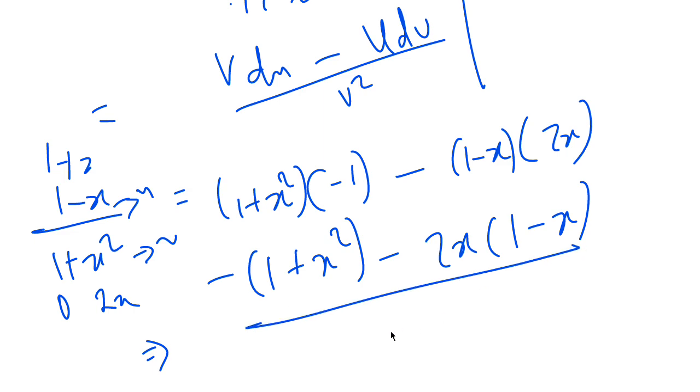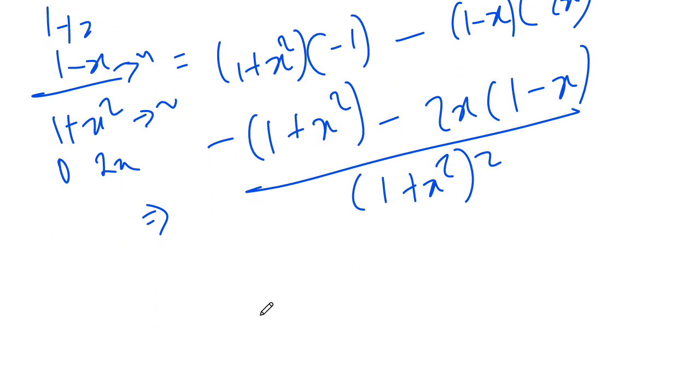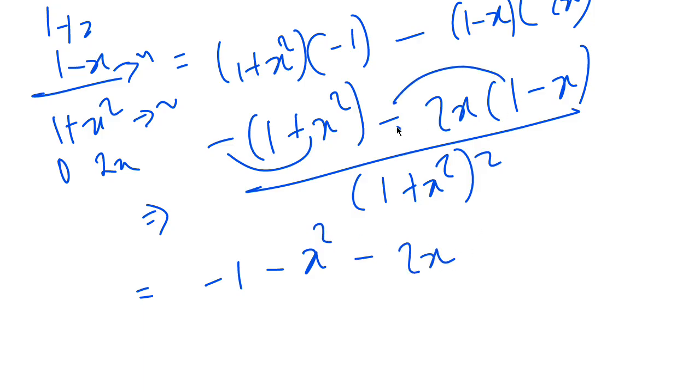And then remember, don't forget the denominator. That's 1 plus x squared to the power 2, because we are squaring v at the end. So with that, we simplify. Negative 1 minus times plus is negative, that's x squared minus 2x. Negative 2x times this, my negative is positive, right? And that's why we have positive 2x squared.